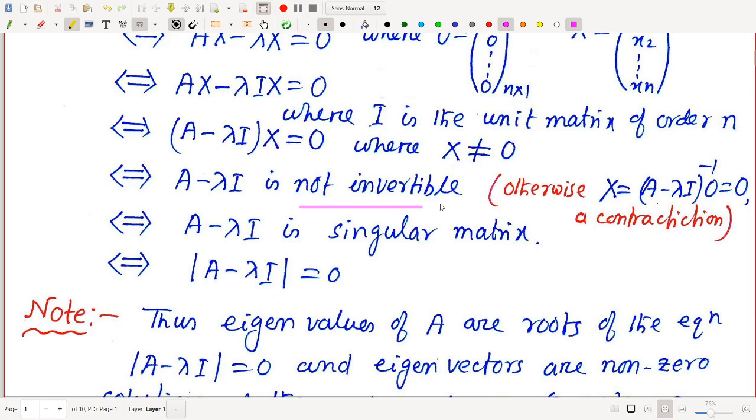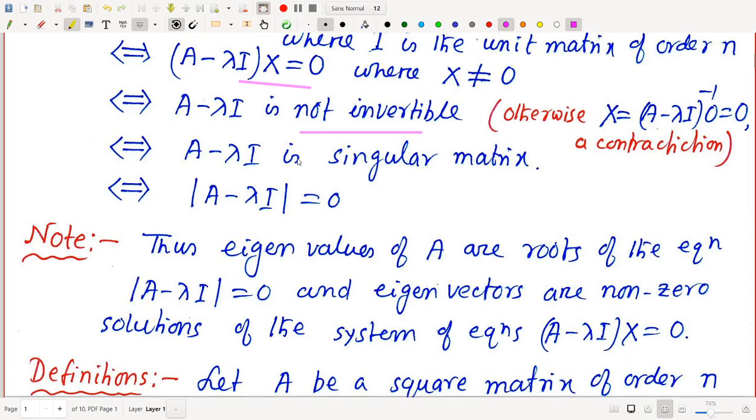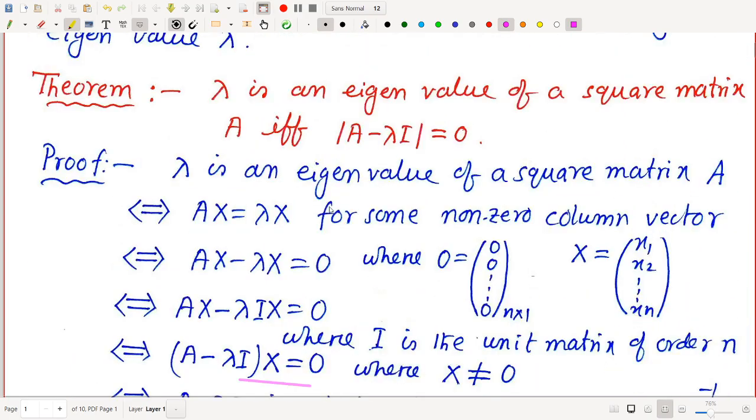Otherwise, suppose A minus lambda I is invertible, then what will happen? A minus lambda I is an n cross n matrix. If it is invertible, from this line we shall get X equal to A minus lambda I inverse into O, the 0 vector, equal to 0 vector, which is a contradiction because capital X is not 0. So that's why A minus lambda I is not invertible. Not invertible means it is singular, so determinant is 0. So determinant of A minus lambda I equal to 0, the real number 0. So the theorem is proved.